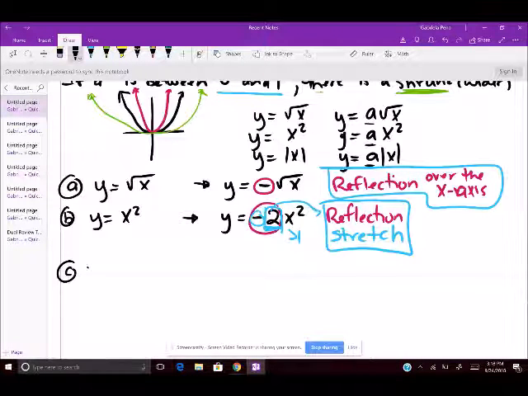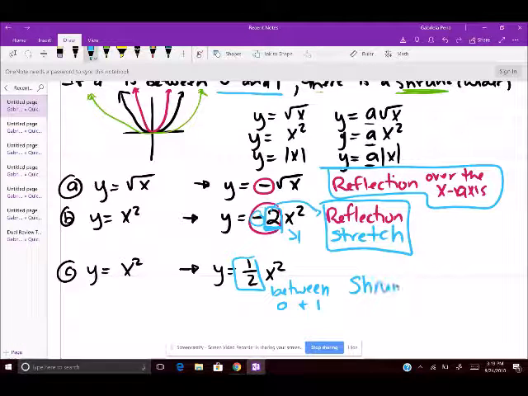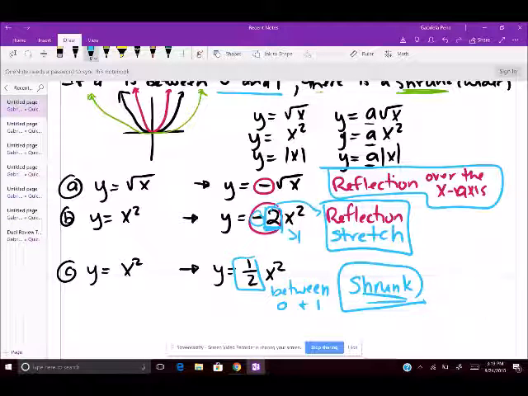Let's look at C. Let's say we had y equals x squared, and now we're going to change it to y equals 1/2 x squared. So what is different up in the front? The 1/2. Because the 1/2 is between 0 and 1, then that should tell us that this graph just shrunk. It shrunk by 1/2. And that would be the word. By 1/2, and this one stretched by 2 because it's the number that they give you there.